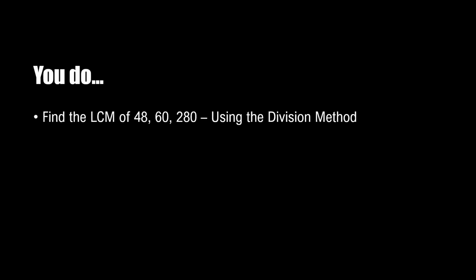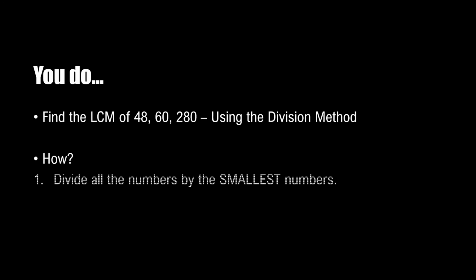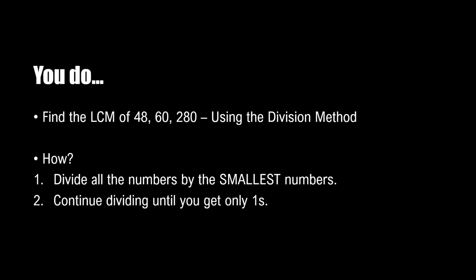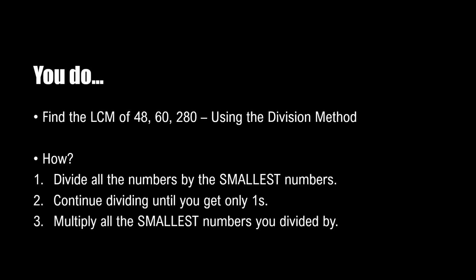Now this is something for you to practice. You will find the LCM of 48, 60 and 280 using the division method. How will you do it? You will divide all the numbers by the smallest prime numbers. You will continue dividing until you get only ones as the last line. After that, you will multiply all the smallest numbers that you divided the numbers by and the product is the LCM.